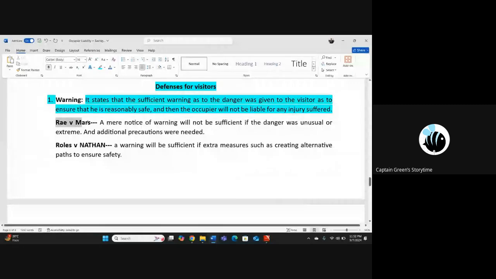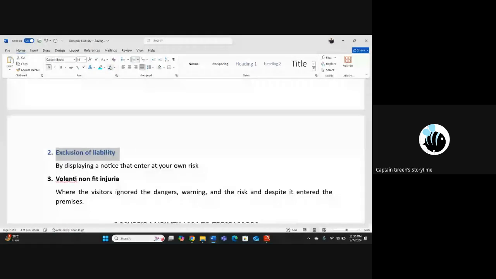We have the case of Rimes. A mere notice or warning will not be sufficient if the danger was unusually extreme. For example, if the danger is very extreme, then a warning would not suffice. You must take some additional steps to stop a person from that. We have the case of Rolls v Nathan. Let me check whether it is creating alternative paths to ensure safety. The place is at your own risk.